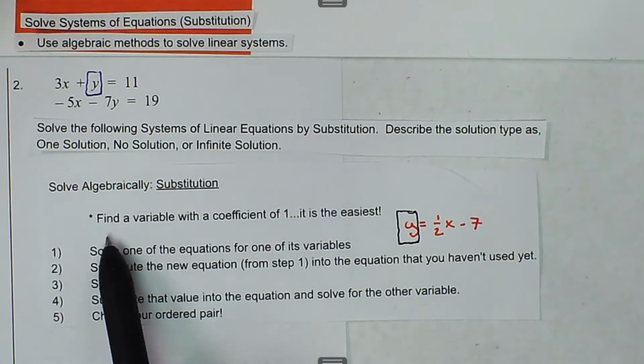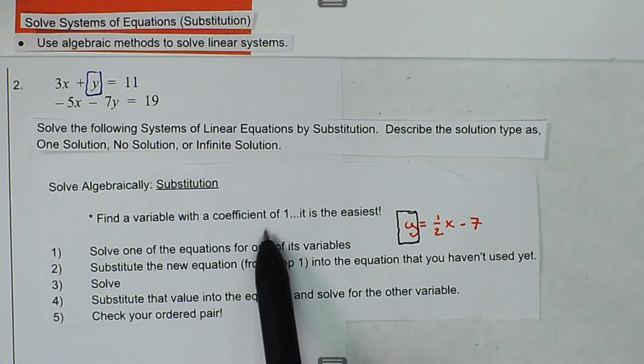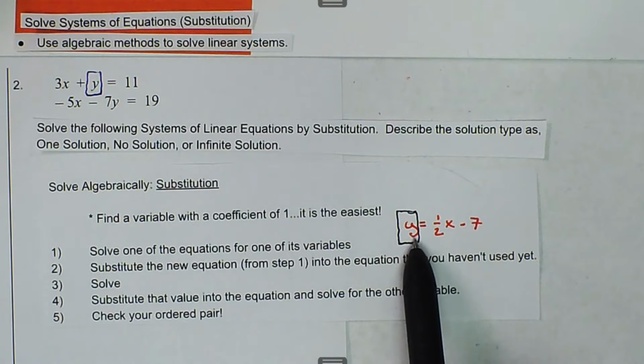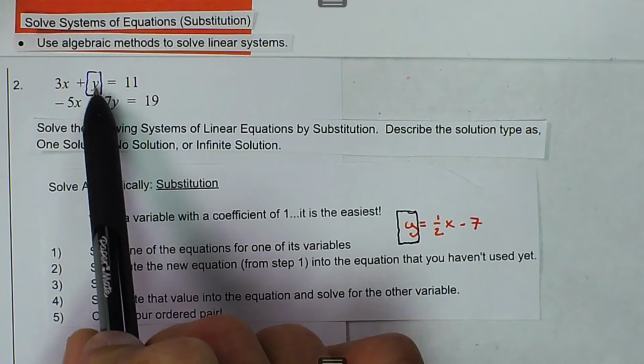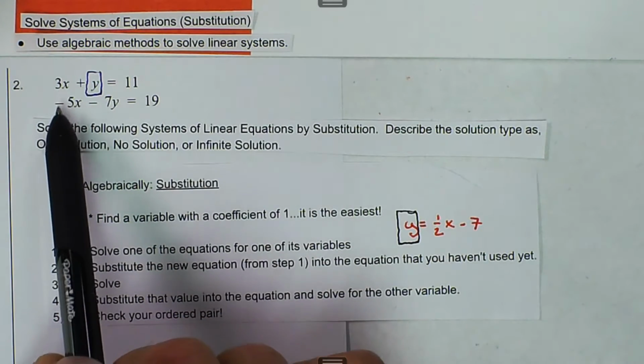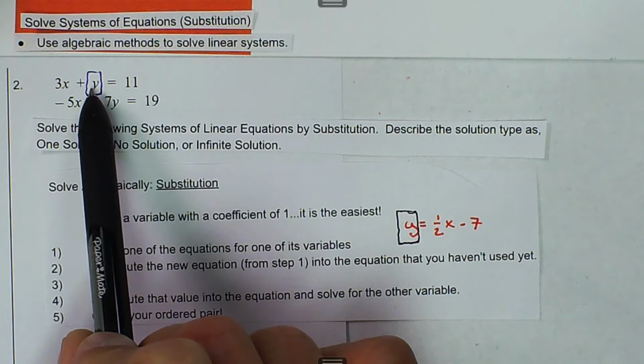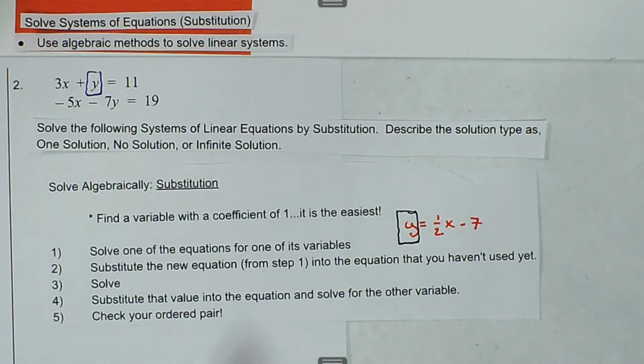So when we're using substitution, the first thing is we want to find the variable with a coefficient of 1. It's the easiest. So right here we have the y by itself. If we look here, we have a coefficient of 3, -5, -7. So in this case, the y in the top equation has a coefficient of 1, so that's the one we want to solve for. So solve one of the equations for one of its variables. So we're going to do that for y.